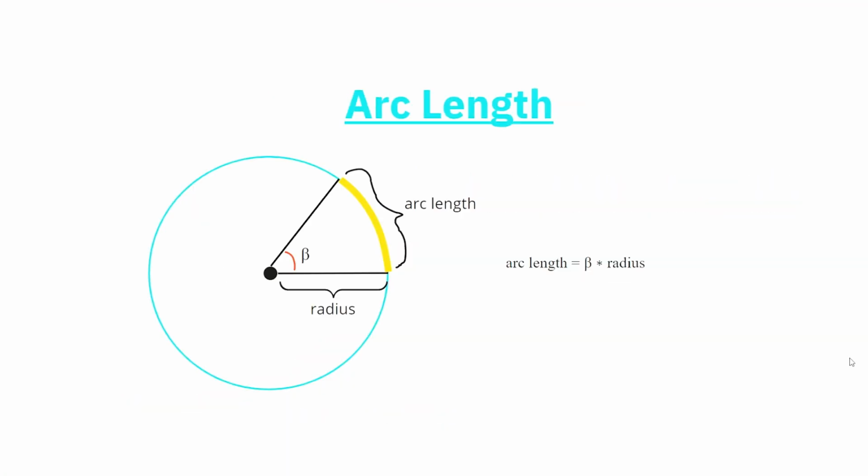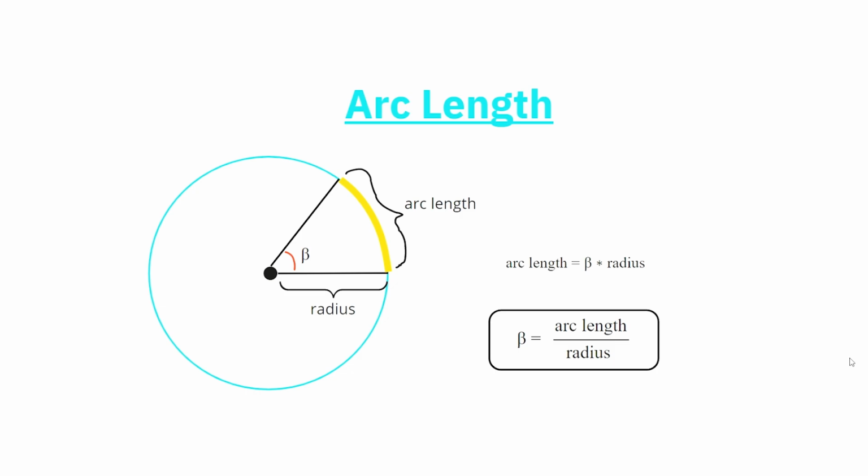The distance between 2 points along the edge of a circle is called the arc length. The formula to determine the arc length is the central angle times the radius. We are using beta to represent the central angle. In our case, we have the arc length and the radius, so when we rearrange terms, we end up with beta equals the arc length over the radius.